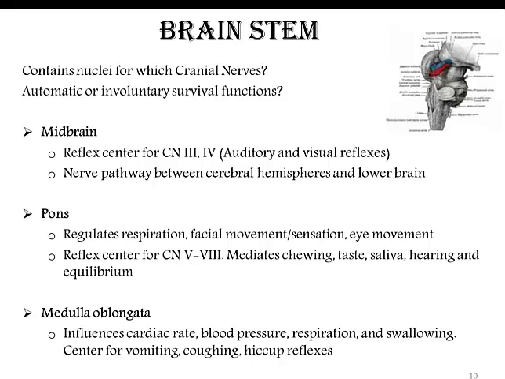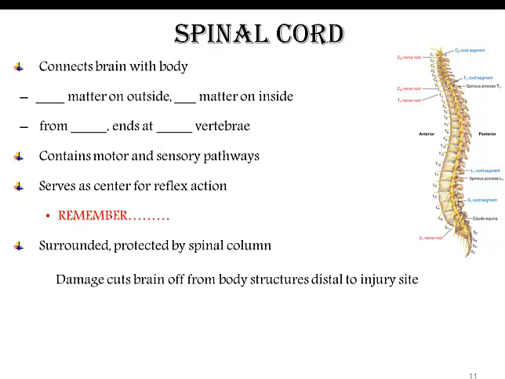The medulla oblongata joins the spinal cord at the foramen magnum. It influences cardiac rate, blood pressure, respiration, and swallowing. It is the center for vomiting, coughing, hiccup reflexes. If we have an infarct to the brainstem, better believe it, there is going to be changes in respiration, such as bradypnea.